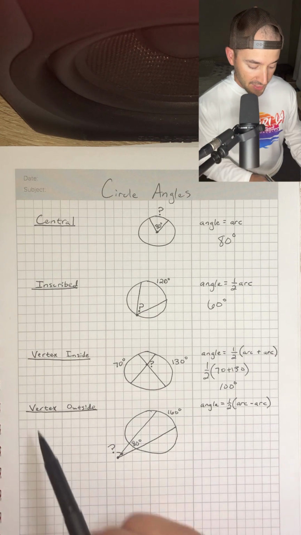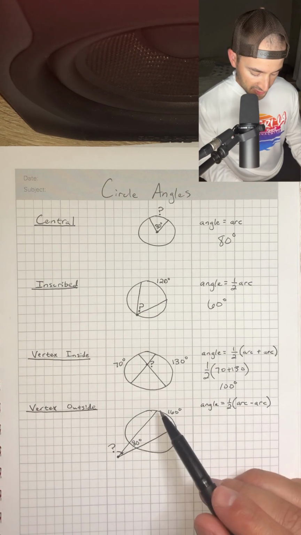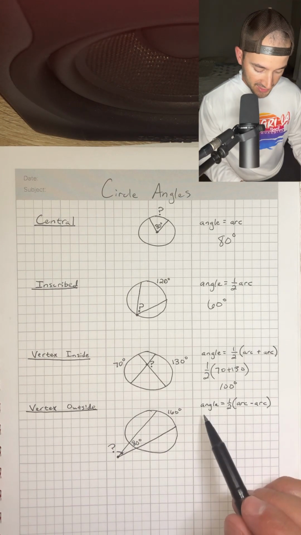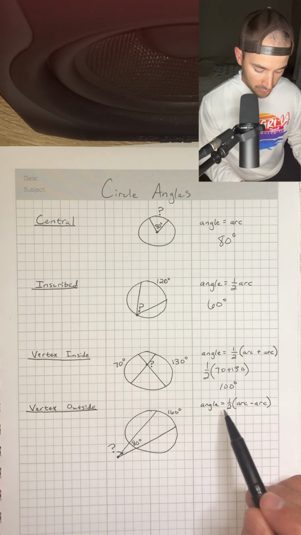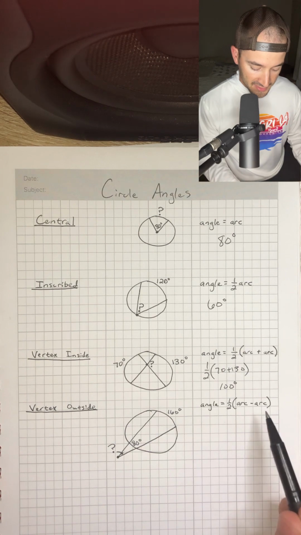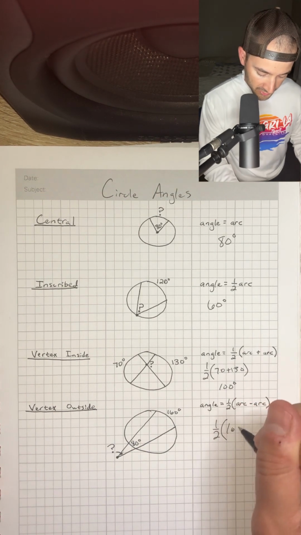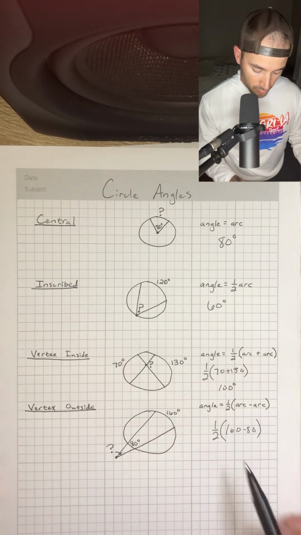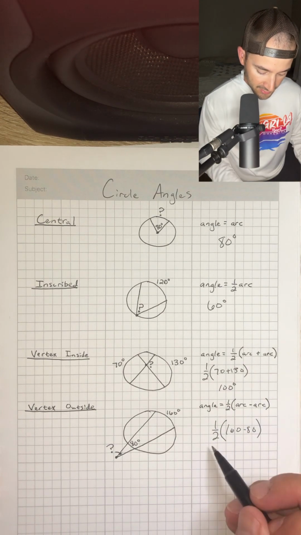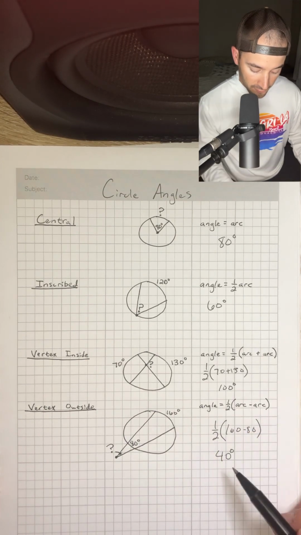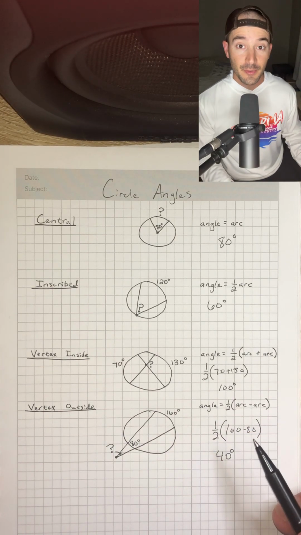And then lastly, we have vertex outside. And so this is formed whenever our common endpoint is outside the circle. And in this case, the angle is equal to 1/2 times arc minus arc. So in this case, we would do 1/2 times 160 minus 80. 160 minus 80 is 80, and half of 80 is just 40. So our missing angle would be 40 degrees, and that's how simple those problems are.